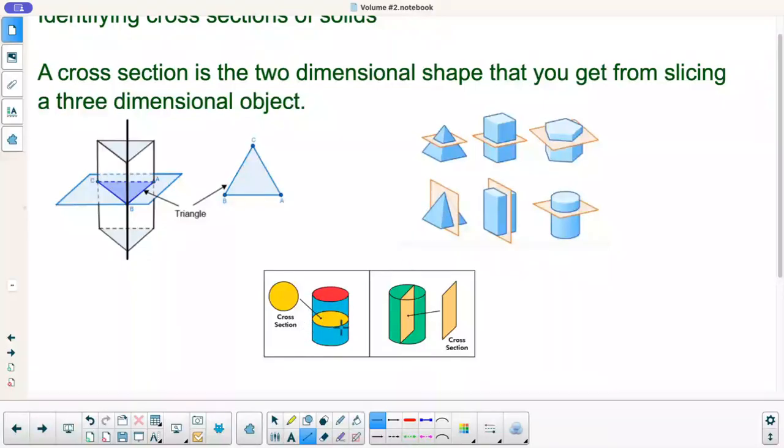Here's a cylinder. If you slice it parallel to the base, you get the same base right there, the circle. Perpendicular to the base, it actually ends up being a rectangle. If you think about sawing a can of soup in half, or a wooden cylinder, and you open it up, it would be two rectangles there.